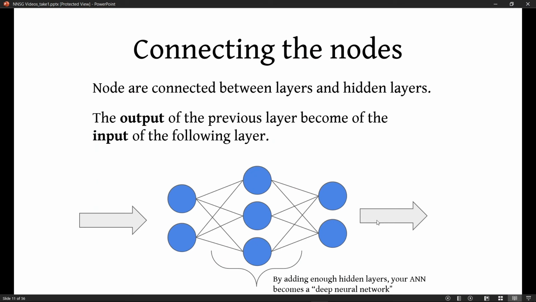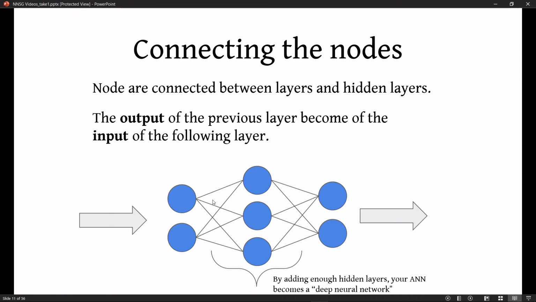Okay, so now that you know what a neuron or a node is, how do you actually piece these nodes together in such a way that you can create a neural network? So you do this by creating layers.